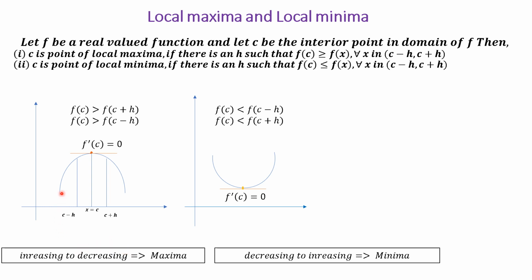Here the graph is increasing. At this turning point again it is decreasing. This turning point is called maxima when it is increasing to decreasing. Next let us see local minima.